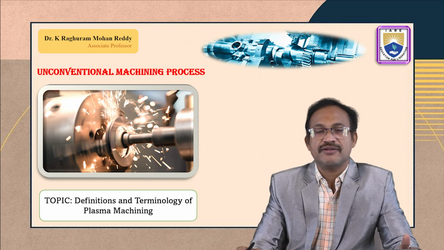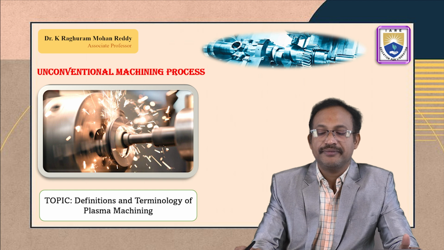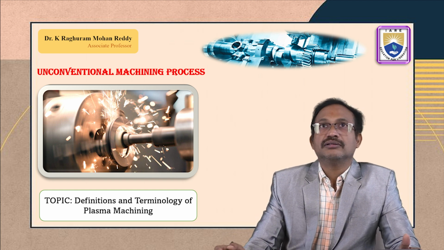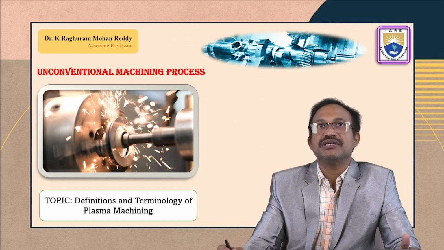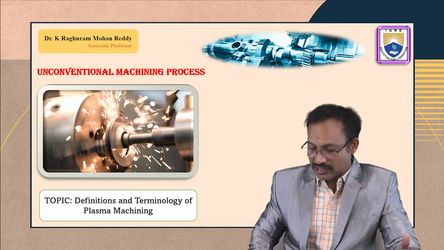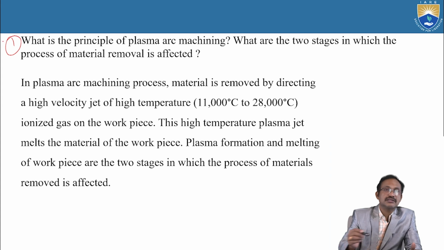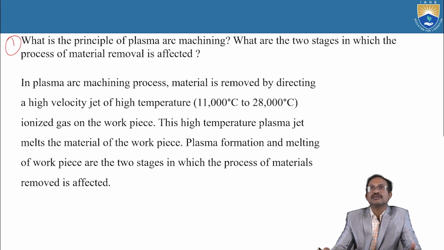The course name is Unconventional Machining Process. Topic is Definitions and Terminology of Plasma Machining. The topic is Plasma Arc Machining. At the end of this session, students will be able to understand the various definitions and terminology of the plasma arc machine. Now let us discuss the various questions associated with plasma arc machining.